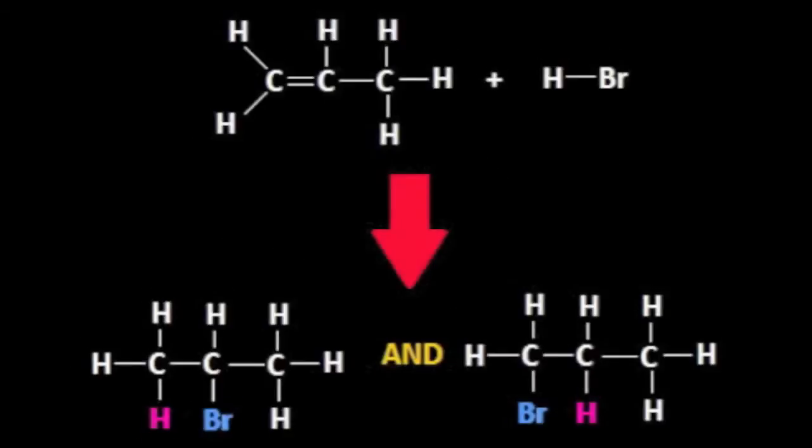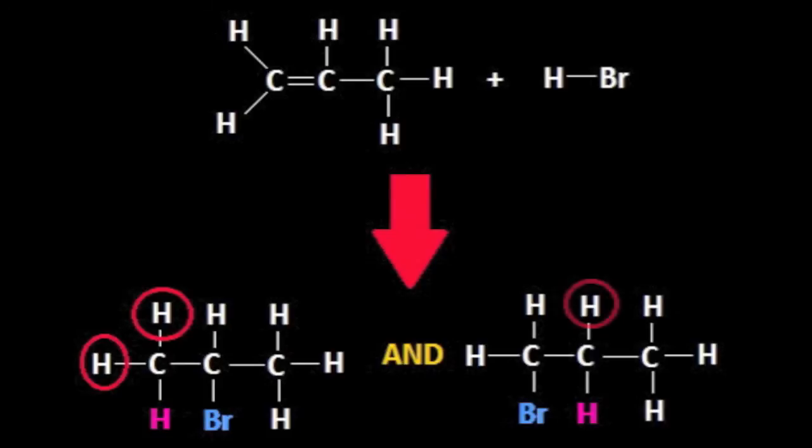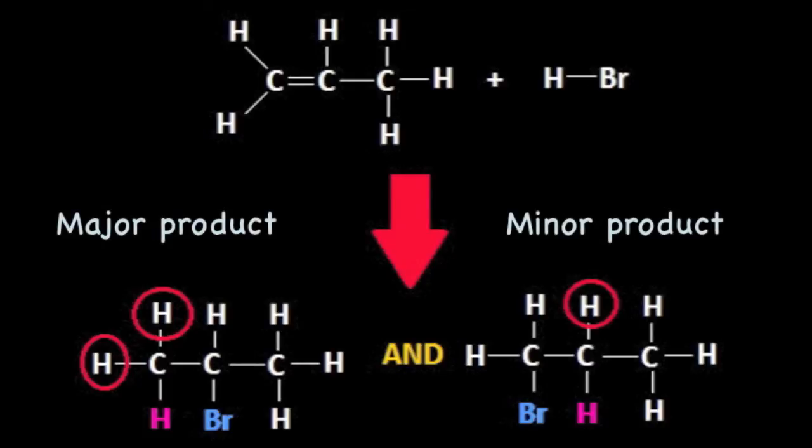However, if the positions of the hydrogen and bromine are changed, this will form another product. By using Markovnikov's rule, we can predict the major product of the reaction. In this product, there are 2 hydrogens attached to the carbon, while there is only 1 hydrogen attached to the other carbon. The rate of production of the major product is faster than the rate of production of the minor product. This will be the major product and this will be the minor product.